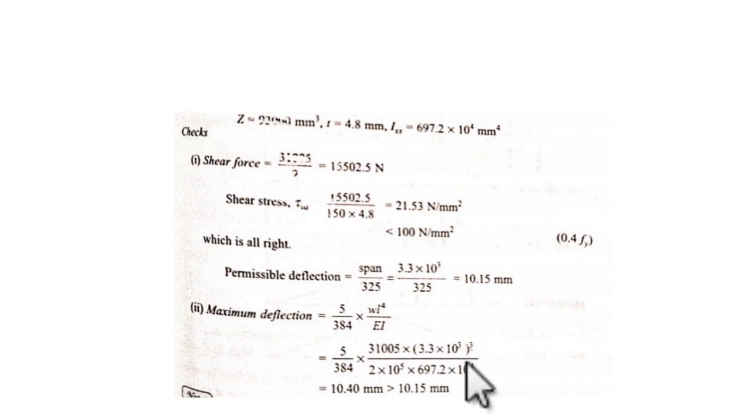So what we do is we can provide camber. Since there is a very small difference of 0.25 millimeter, which is a very small value, it can be neglected. Or if you don't want to neglect it, you provide a camber, so it will control the deflection.